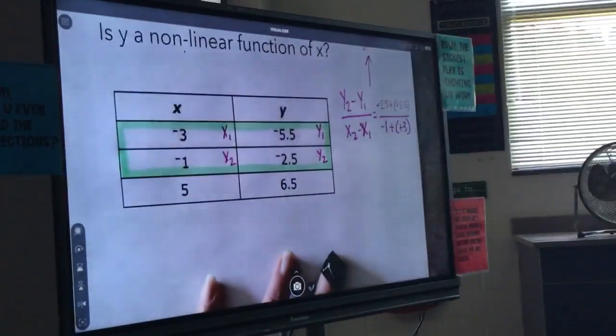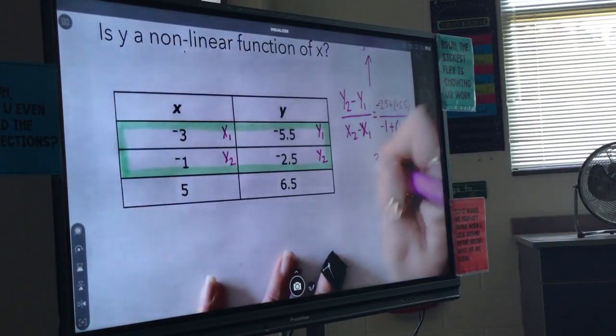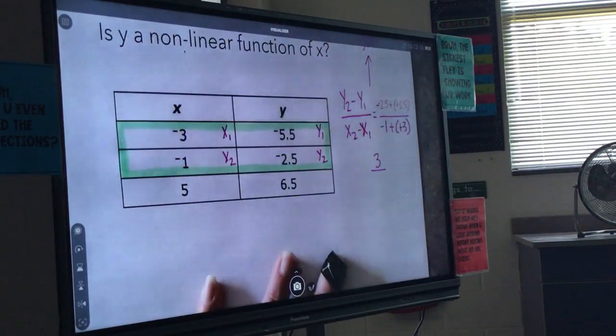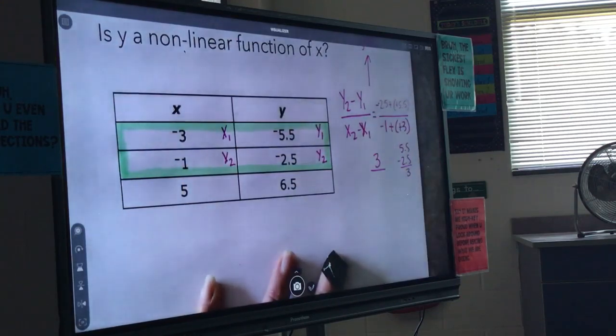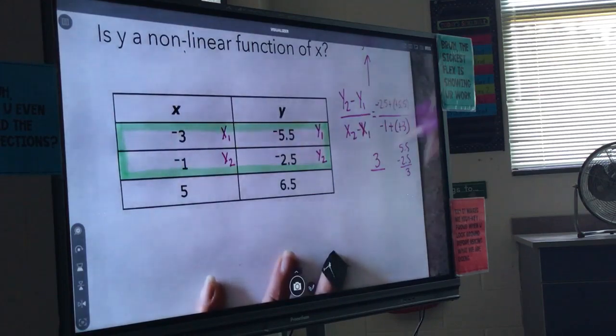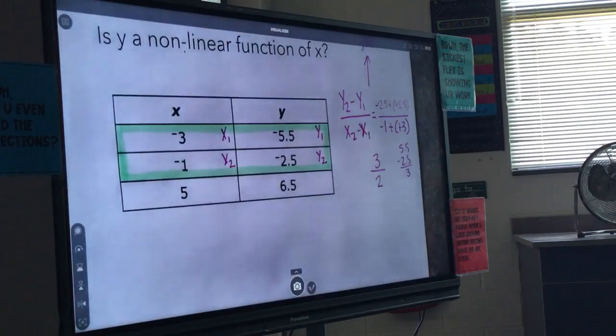All right, so this becomes, what's -2.5 plus 5.5? So 5.5 minus 2.5 gives you 3, right? I mean, last time I checked anyways. My math could be very wrong. All right, and then 3 minus 1, or -1 plus 3, becomes what? 2. So this is essentially our slope. Okay? So that is the way that we would love as math teachers for you to do it.